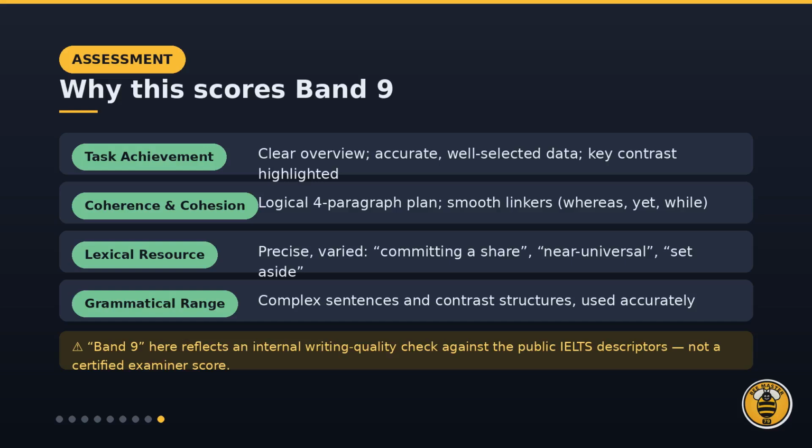Why does this answer reach band 9? Task achievement, a clear overview plus well-chosen accurate figures. Coherence, a logical 4-paragraph structure. Lexical resource, precise phrases like committing a share and near universal. And grammar, a range of complex structures used accurately.